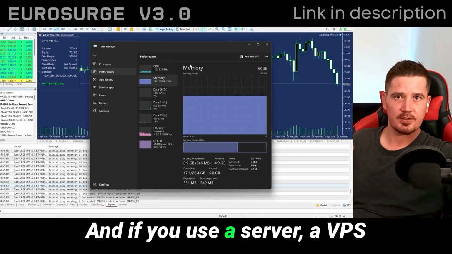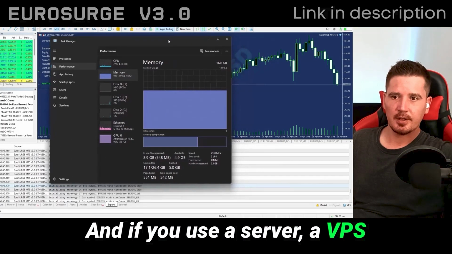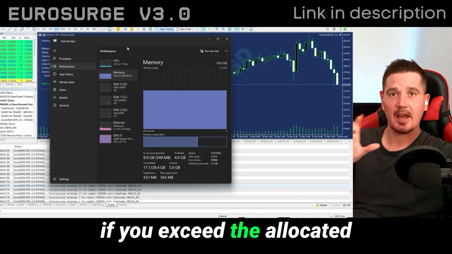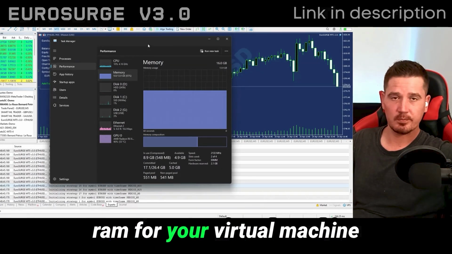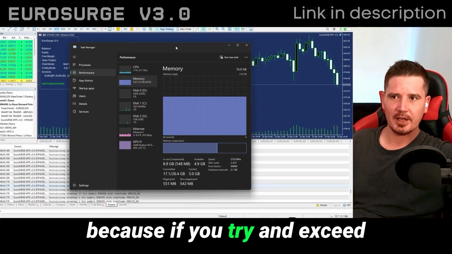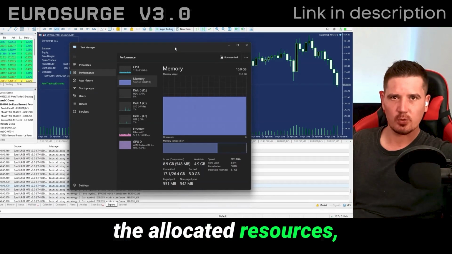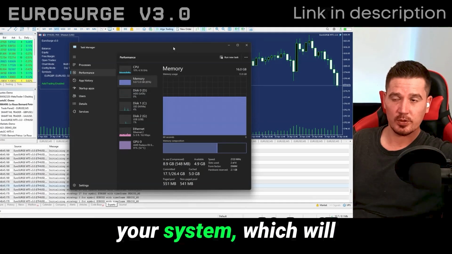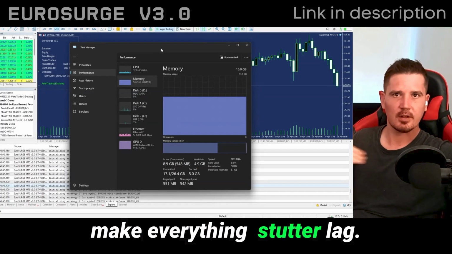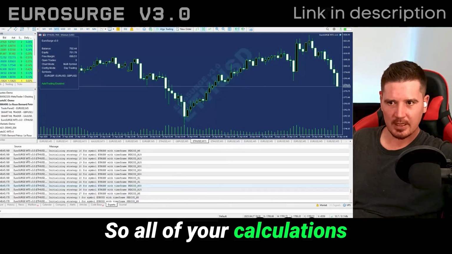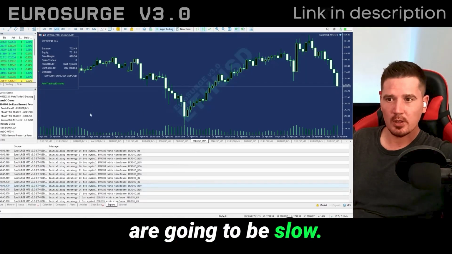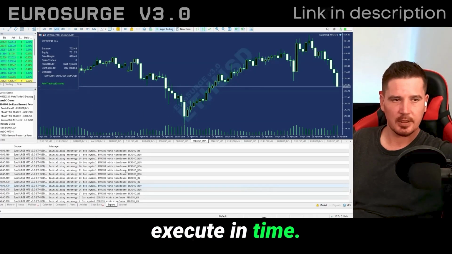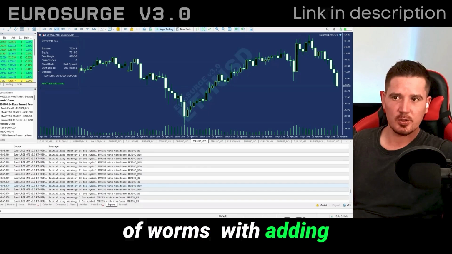And if you use a server, a VPS, it might crash your server if you exceed the allocated RAM for your virtual machine. Because if you try and exceed the allocated resources, it will either try and first limit your system, which will make everything stutter, lag. So all of your calculations are going to be slow. It might not execute in time. There's a whole new can of worms with adding too much to this.